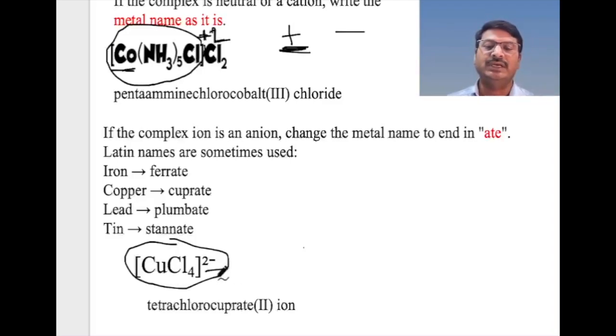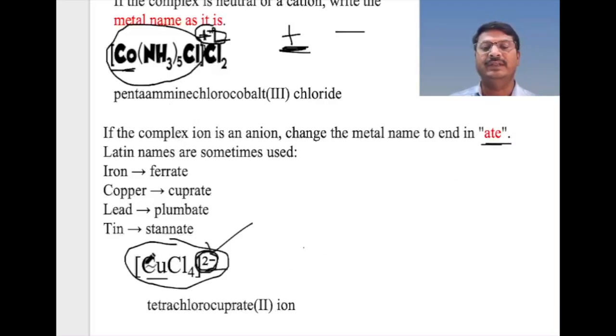So if it is a negative charge complex, that means the charge of the complex, not the charge of the metal. Every time the metal charge will be positive or neutral only, not negative. What you are checking here is the total charge on the complex moiety. If the complex moiety has a negative charge in total, then the central metal ion name will end with -ate.